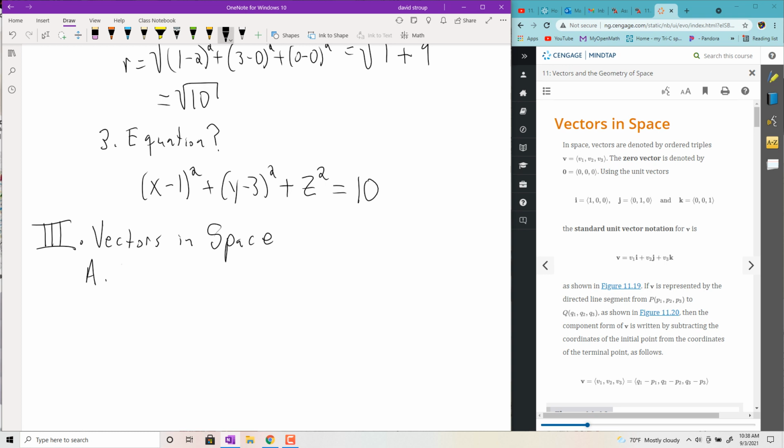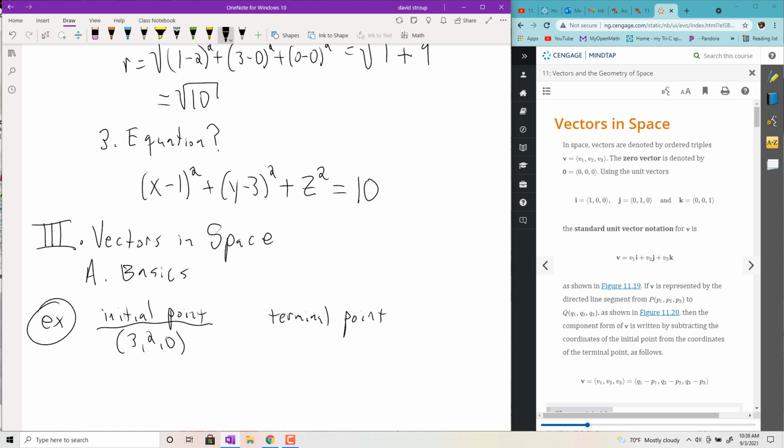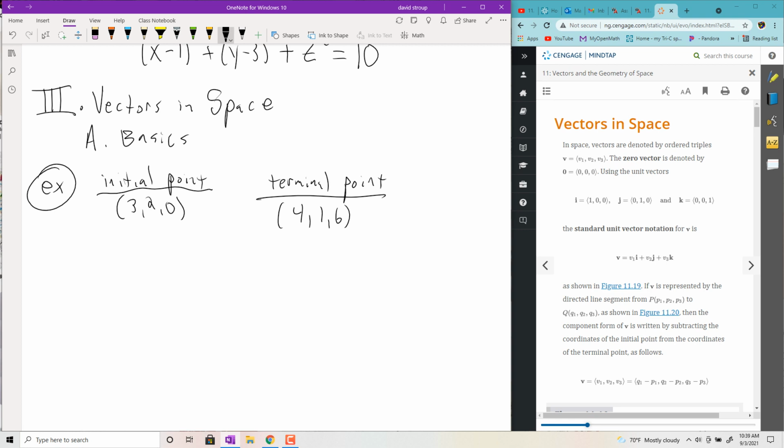Okay, so part A, just our basics. Let's see if we can form a vector. So let's just call this an example. I don't know what the numbers of the problems are. They give you an initial point, which is 3, 2, 0, and then they give you a terminal point, which is 4, 1, 6. And first they want you to find the component form of this vector.